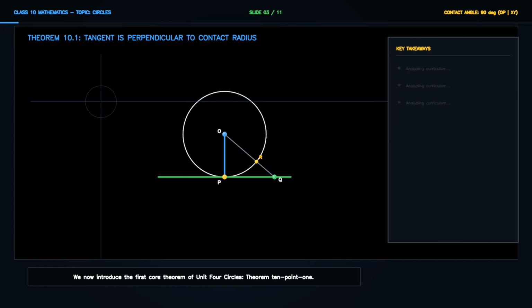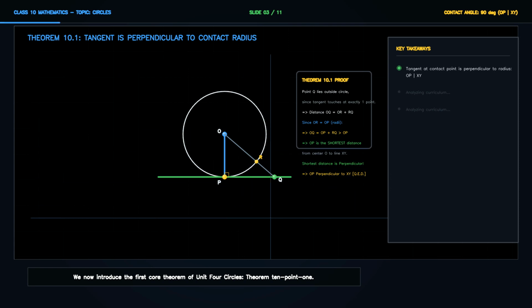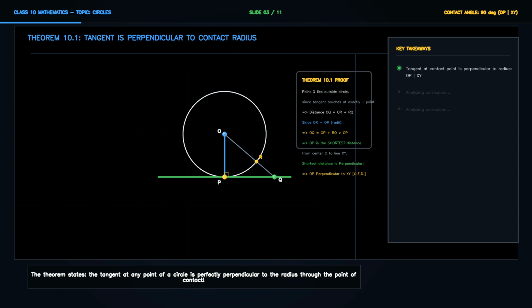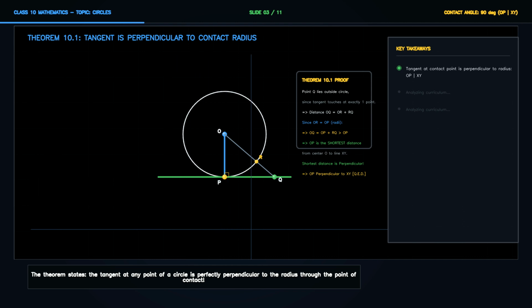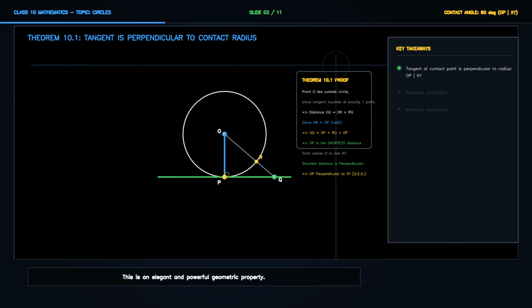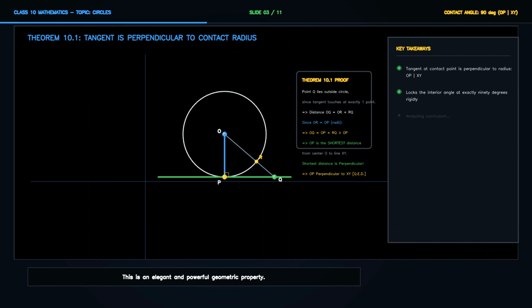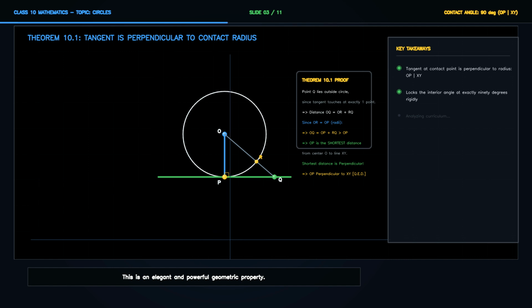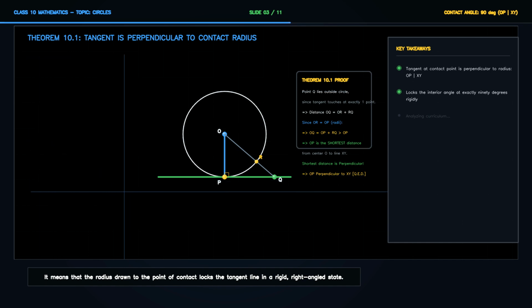We now introduce the first core theorem of Unit 4 circles, Theorem 10.1. The theorem states, the tangent at any point of a circle is perfectly perpendicular to the radius through the point of contact. This is an elegant and powerful geometric property. It means that the radius drawn to the point of contact locks the tangent line in a rigid, right-angled state.